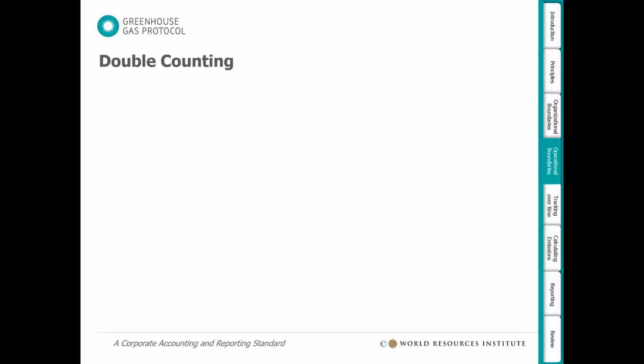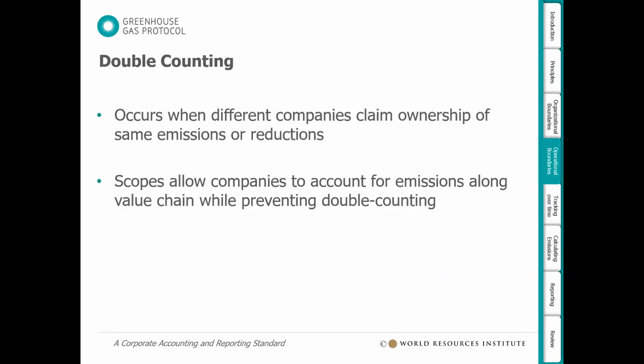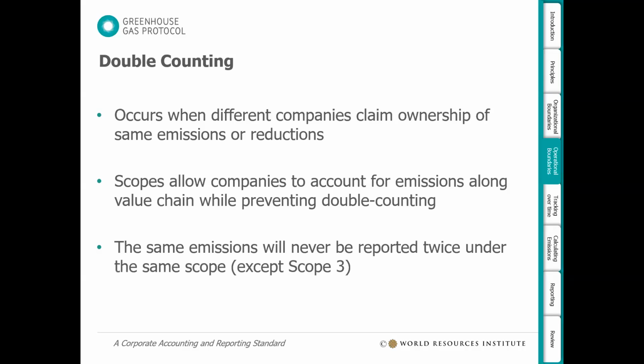This is one of the final slides in this lesson, and it discusses double counting. I've included this slide to emphasize an important function of the scopes, and that's to help reduce the risk of double counting, which occurs when different companies claim ownership of the same emissions or reductions. And scopes are important because they allow companies to account for emissions along their value chains while preventing double counting. The same unit of emissions should never be reported under the same scope by more than one company.